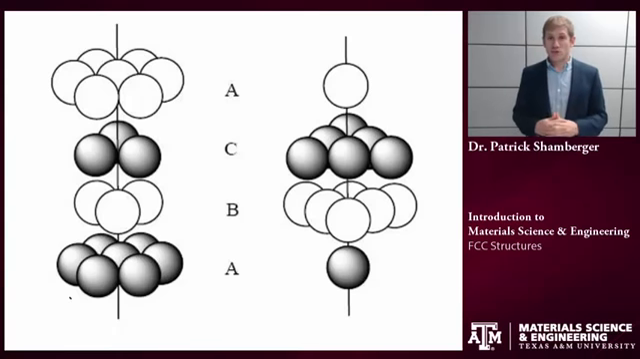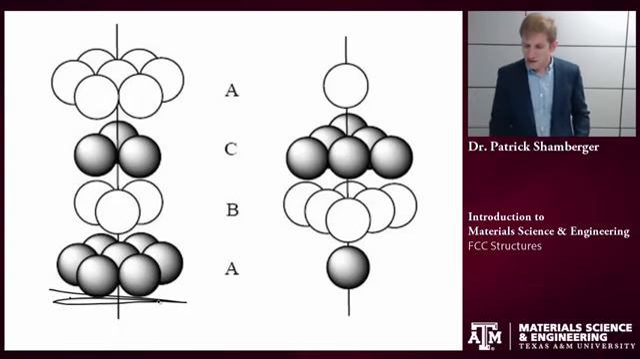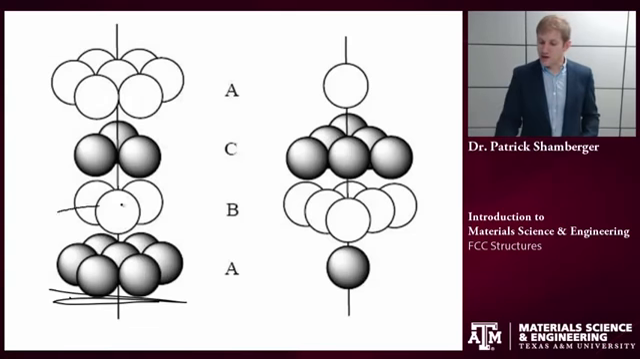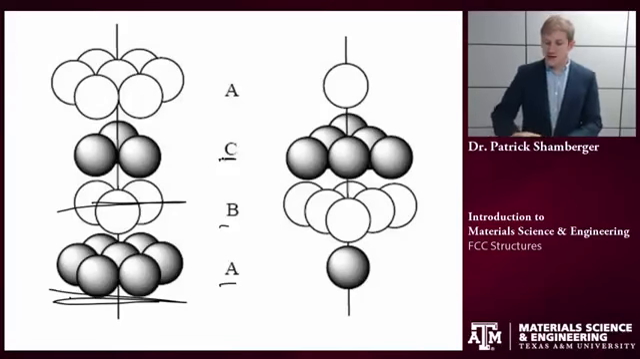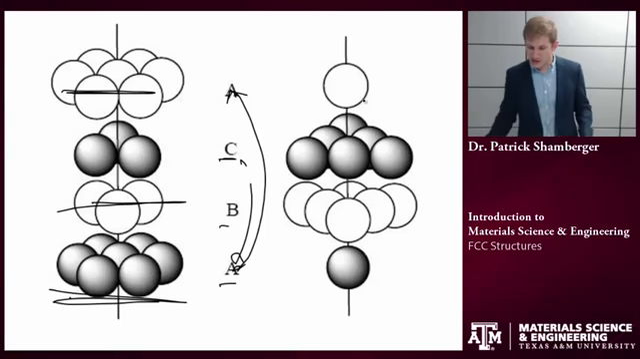An FCC structure has what's called an ABC stacking sequence. What this means is that if we start off with one close-packed plane, we stack another plane on top of it, but offset just a little bit. So A was where we started, B is offset a little bit, C, the plane on top of that, is also offset a little bit and not in line with that original plane. And finally, we get back to the original position, so A is in line with A. ABC: it takes three repetitions of stacking planes to get back to that original orientation.